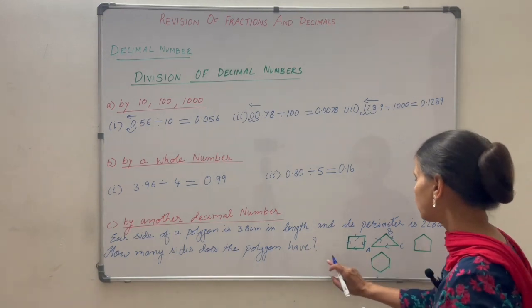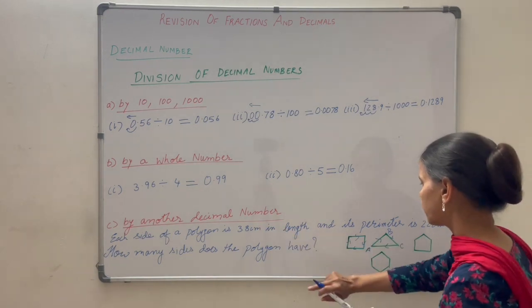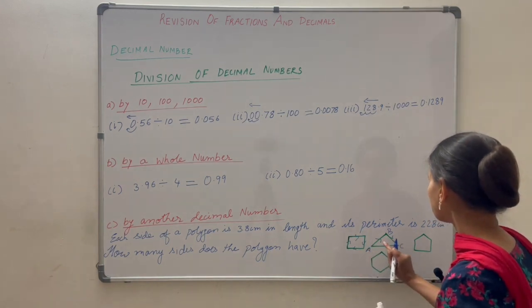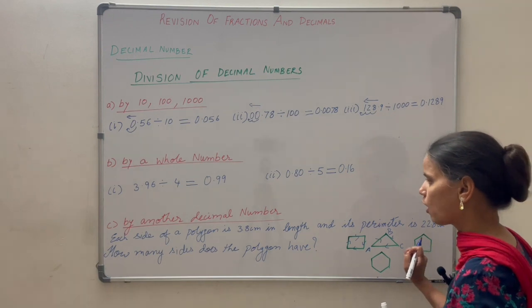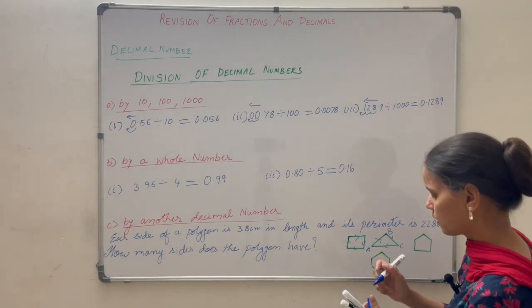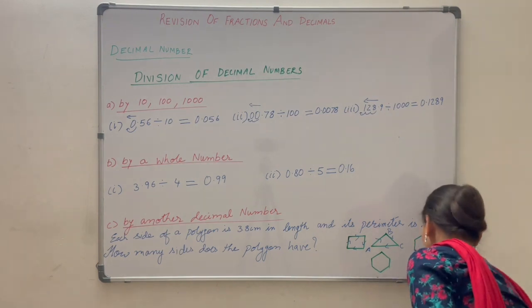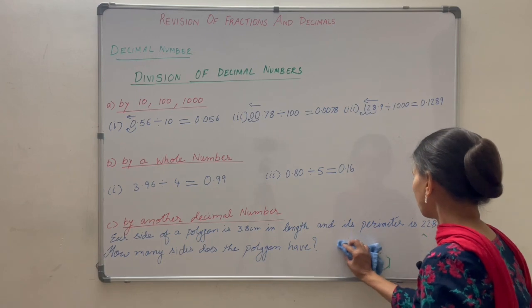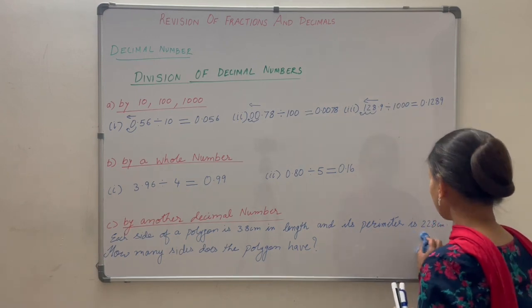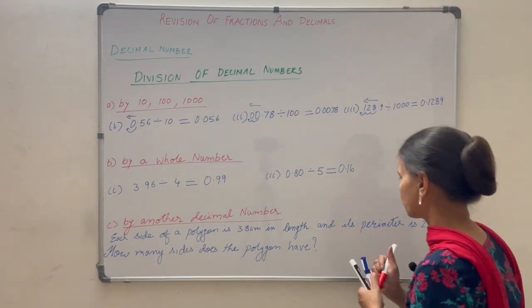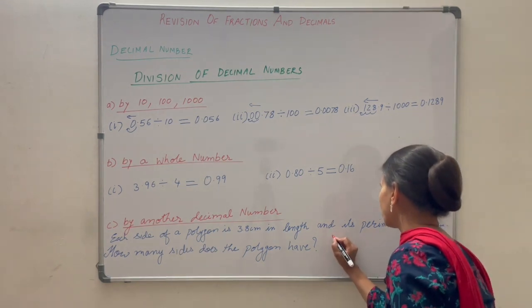So you have to find out how many sides this polygon has if each length is 3.8 and the perimeter is given to you as 22.8. So what are you going to do? You are going to divide this by 3.8. So let us divide now. But you don't know how to divide a decimal number by a decimal number. So you have to convert a decimal number into a whole number. How are we going to do it?